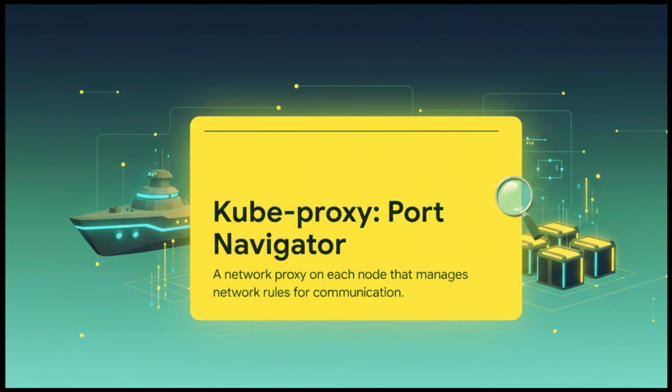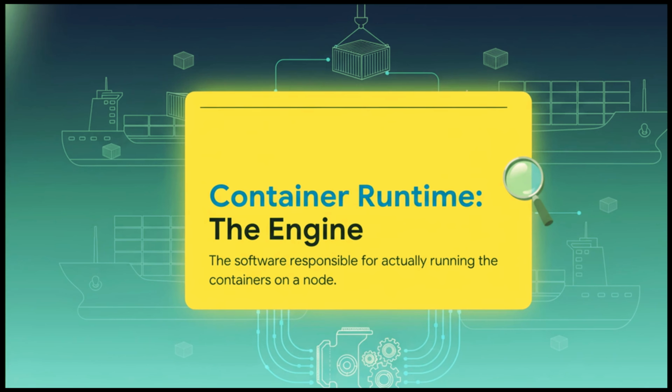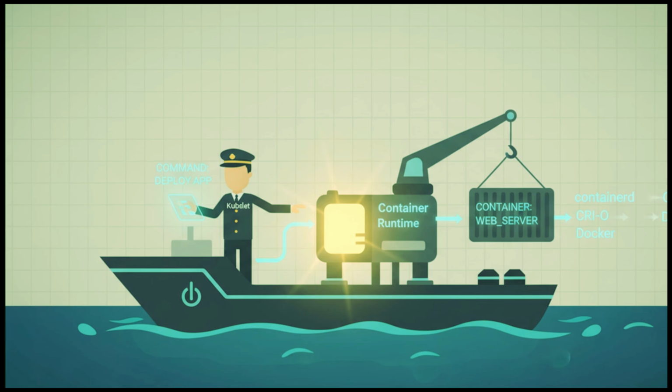Then there's kube-proxy, which is like the ship's navigator and handles all the networking rules to get traffic to the right place. And finally, the container runtime. This is the engine room of the ship. It's the software that actually runs the containers. And here's a key point. Kubernetes itself doesn't run containers. It tells a runtime, like containerd or Docker, to do it.